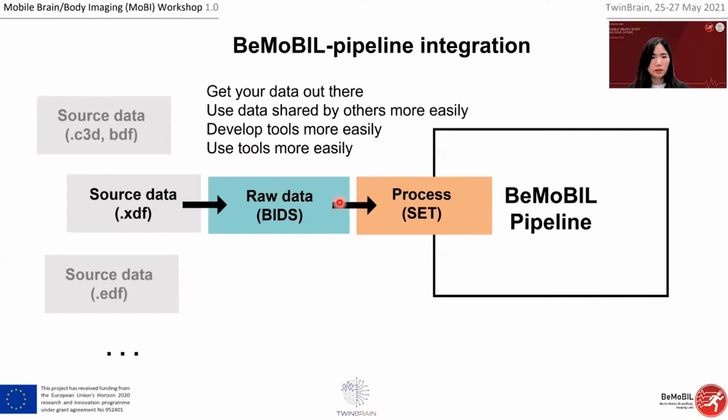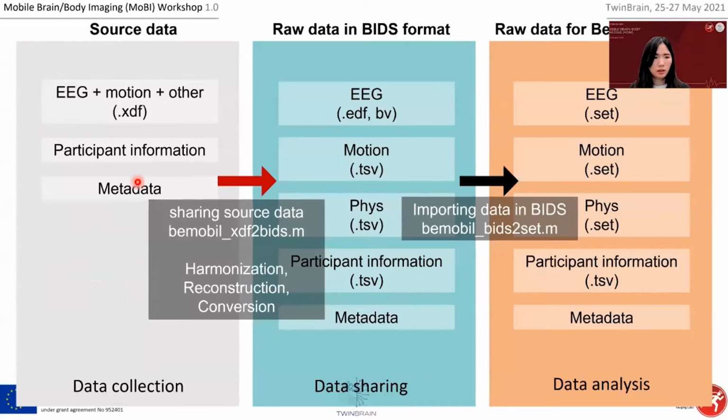And then we have a closer look at each of the steps, what the data looks like at each step. So say the source data, I think Benedict was asking a question in the previous session about having multiple streams together in an XDF file and whether we can separate them. This is done as you convert the source data to raw, and we actually have the function within the pipeline called bmobile_xdf to bits.m.